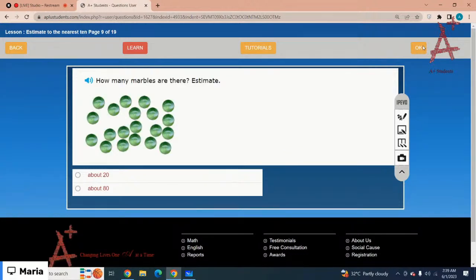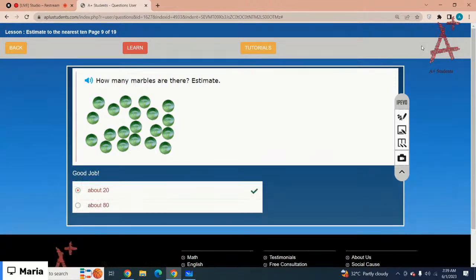Okay, how many marbles are there? They are just 20. They are about 20 marbles. Got it? The correct option is about 20.